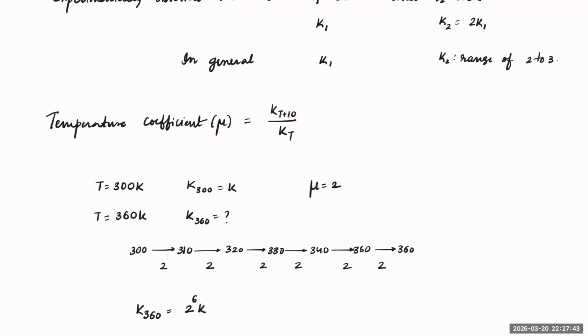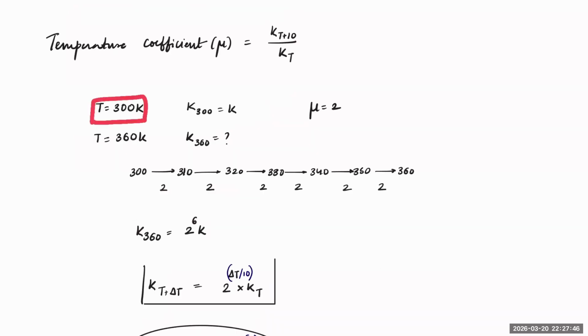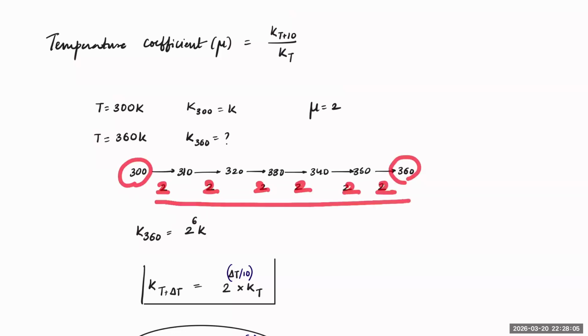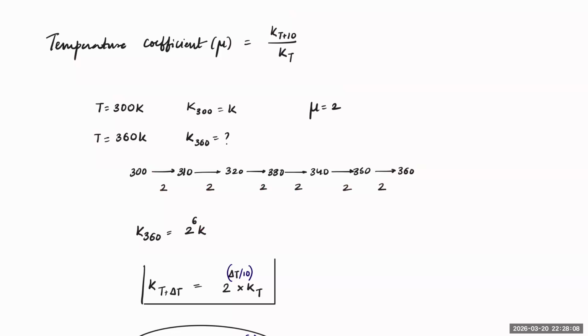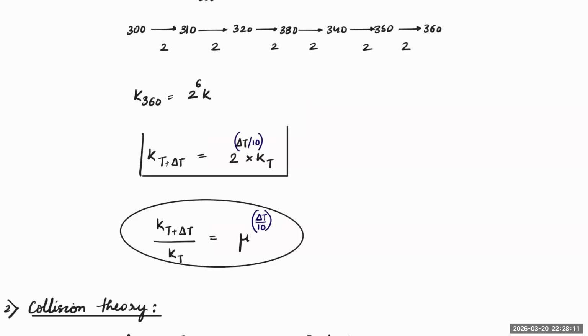So the temperature coefficient is the rate constant at T plus 10 versus the rate constant at temperature T. Suppose at 300 kelvin the rate constant is K, and suppose mu is equal to 2. To go to temperature 360, how much will the rate increase? You can see 2 times, six times over. So from 300 to 360, it goes 2 raised to the power of 6. Generalizing, the rate constant at temperature T plus delta T is equal to 2 raised to the power of delta T by 10 into KT.